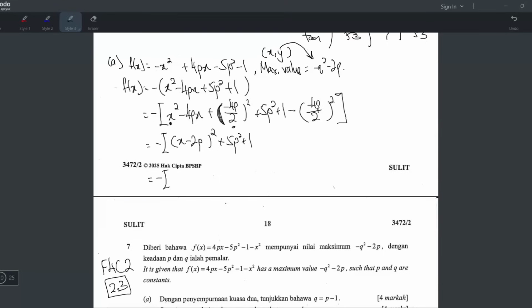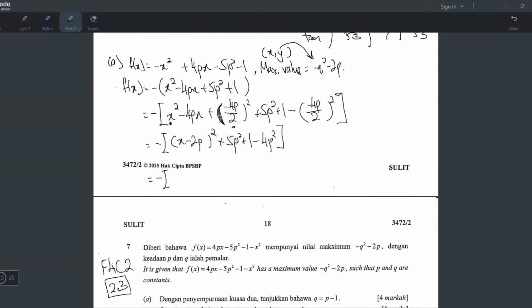Okay, continue with this. This one, the minus outside, I will write first. And the negative inside the bracket will become positive already because you square it, right? So you are just left with 4p over 2 square. But 4p over 2 is 2p. And then 2p square is 4p square. So just leave it like this. And remember to close the big bracket. Yeah, the big bracket is very important.